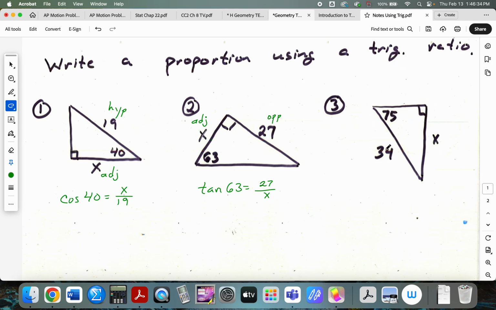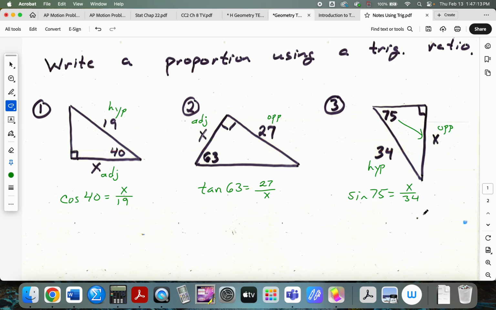All right, for this one, do we know something about the hypotenuse? Which side is the hypotenuse? 34. Then we'll look for the legs. Do we have the opposite leg or the adjacent leg? The opposite, because it's all the way across the triangle. Which one of our three ratios has hypotenuse and opposite in it? Sine. Very good. So it's the sine of 75 is equal to x over 34.